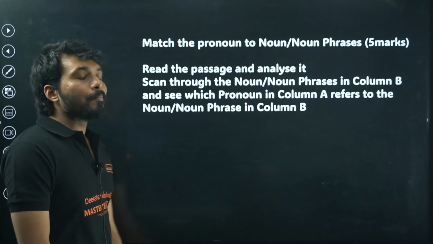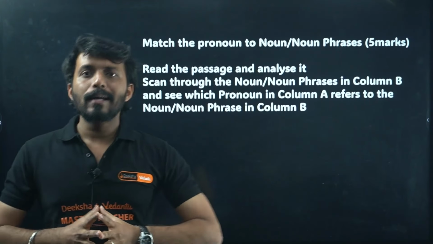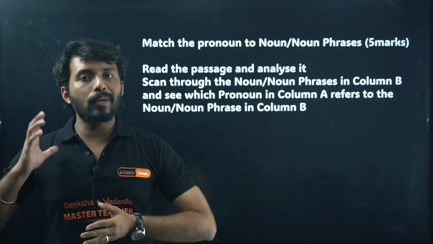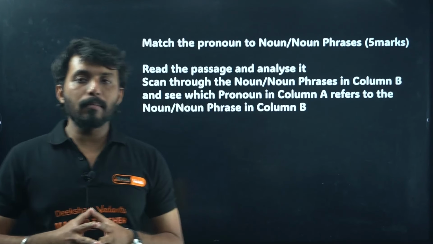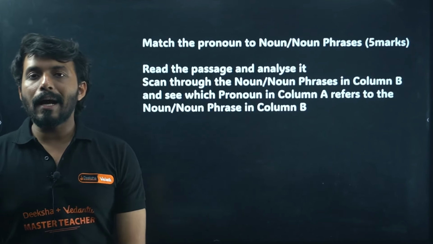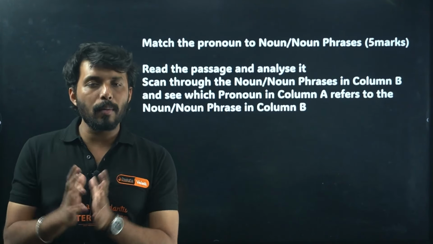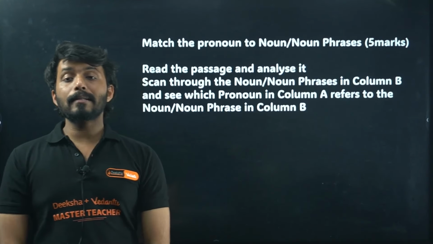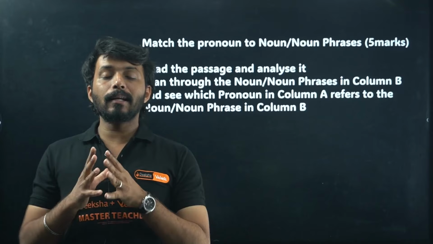The next most important part of your English grammar is match the pronoun to the noun or noun phrases. A 5-mark question that will most probably be placed in section A. Section A, 5 marks for this question alone. So you have to read the passage. A passage will be given to you, an excerpt or an unseen passage, a very small passage, roughly 3 to 4 sentences. That's it. So you have to read the passage and analyze it, and you have to scan through the noun and the noun phrases.